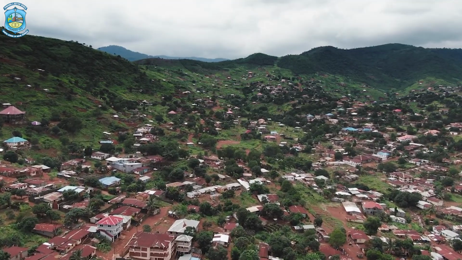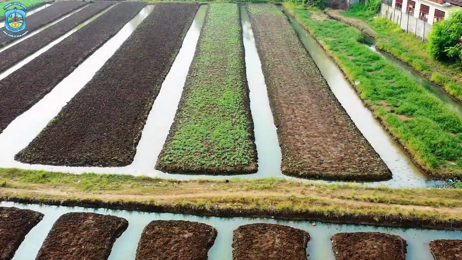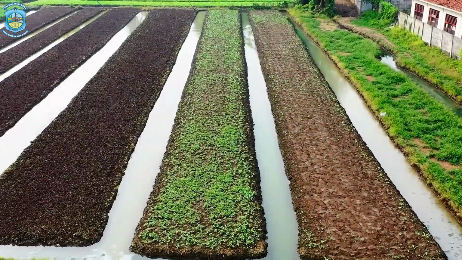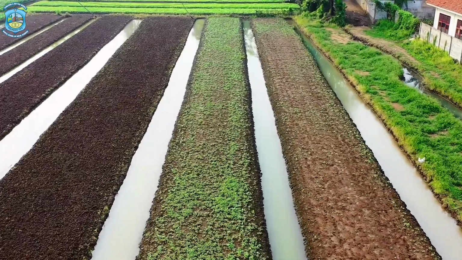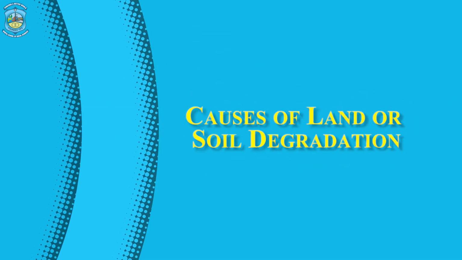But dear students, this land or soil resource is continuously degraded. Land degradation is now a global problem. This land degradation is both quantitative and qualitative in nature. It means that the area of the land is degrading, and at the same time the fertility or the quality of land or soil is also degrading. There are various causes of this land degradation. Now let us discuss the causes of land or soil degradation.